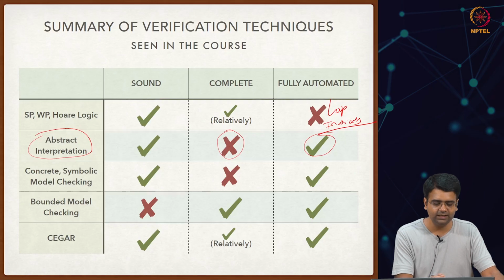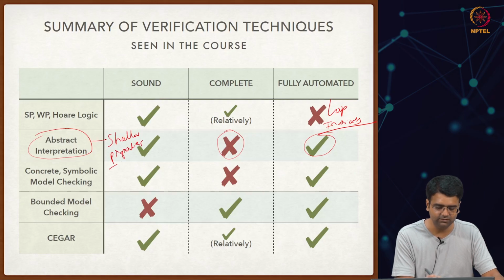In the very first lecture, I had mentioned that abstract interpretation is typically used for verifying, since this is static analysis, only shallow properties. Shallow properties such as, for example, that the program does not crash, meaning that suppose you have an array access.